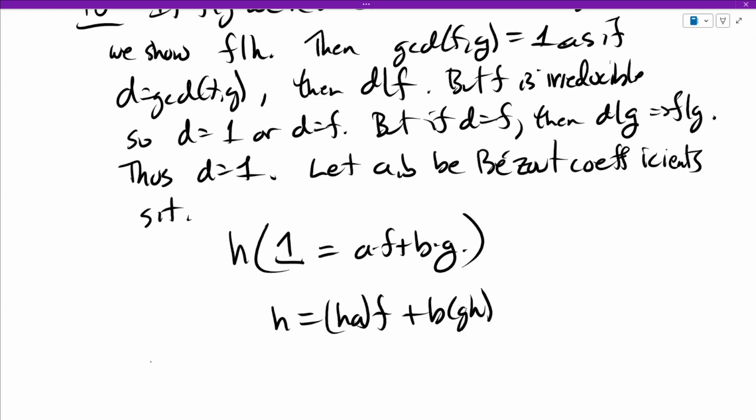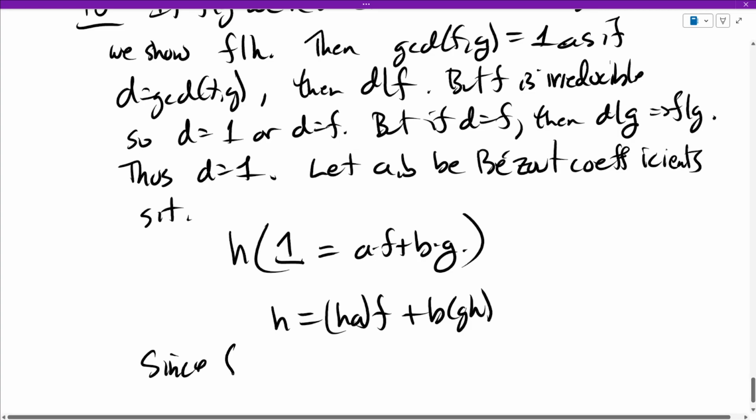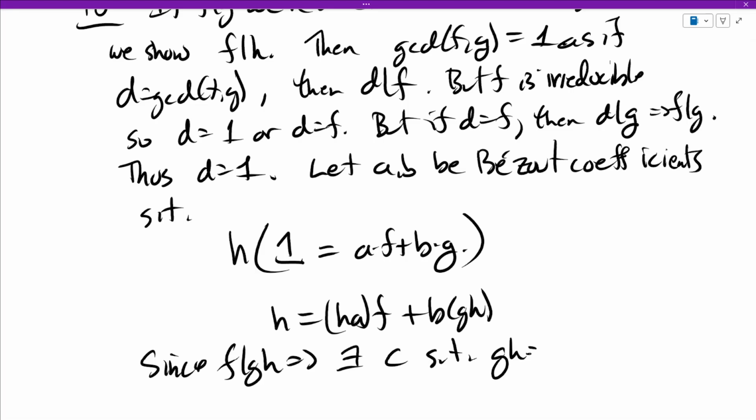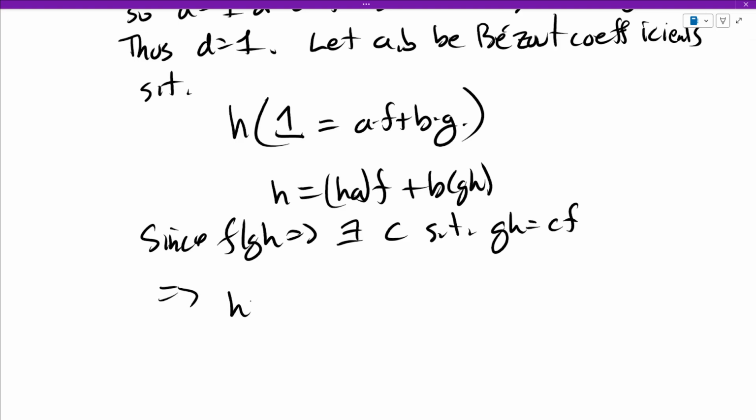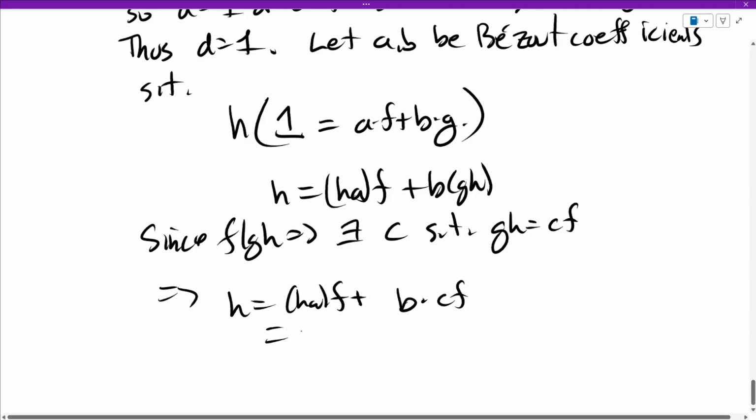But F divides GH, so there exists some C such that GH is CF. So this tells us then that H is HA times F plus B times CF, or equivalently H is HA, oops, let's factor out the F, doesn't matter the side, but I'm going to put it on the right. That tells us that F divides H.